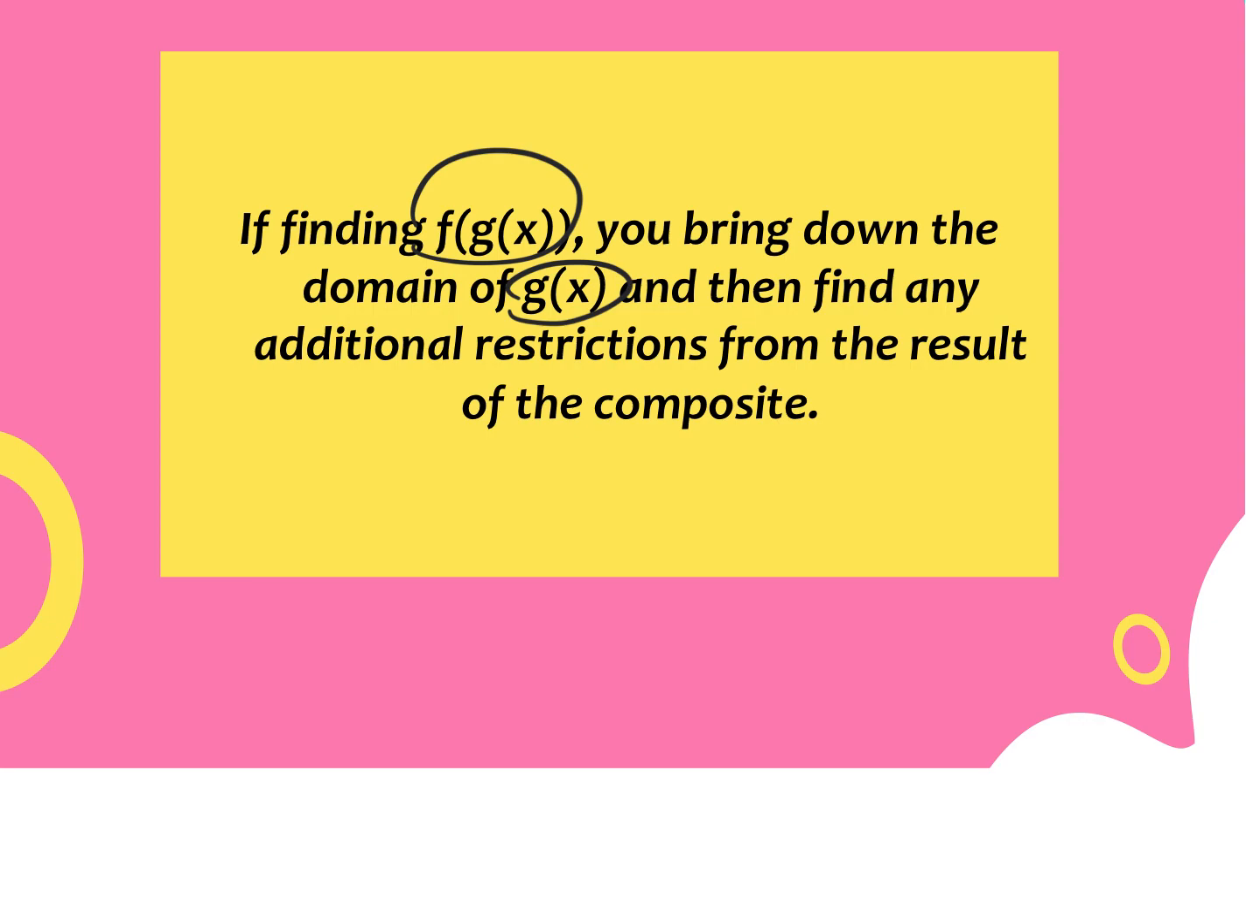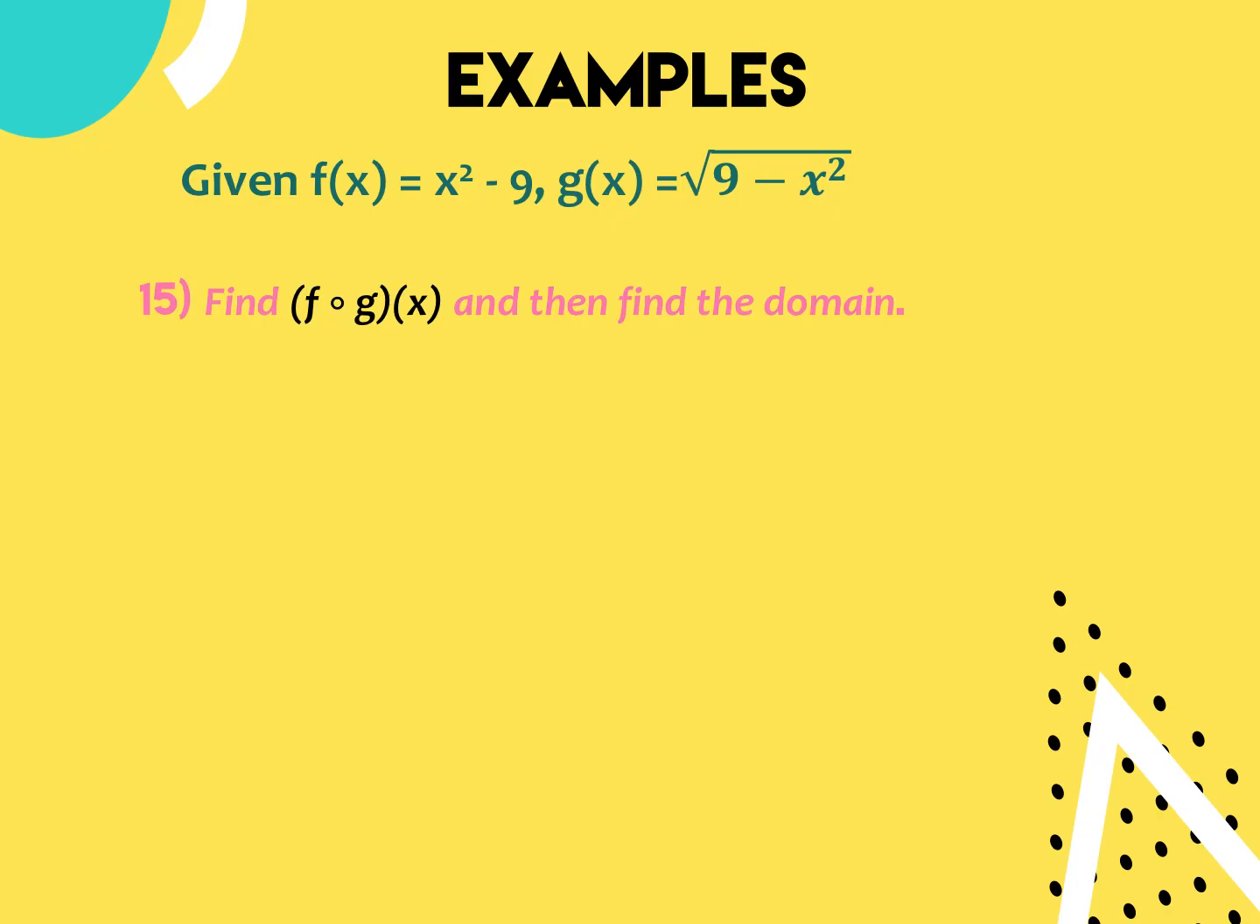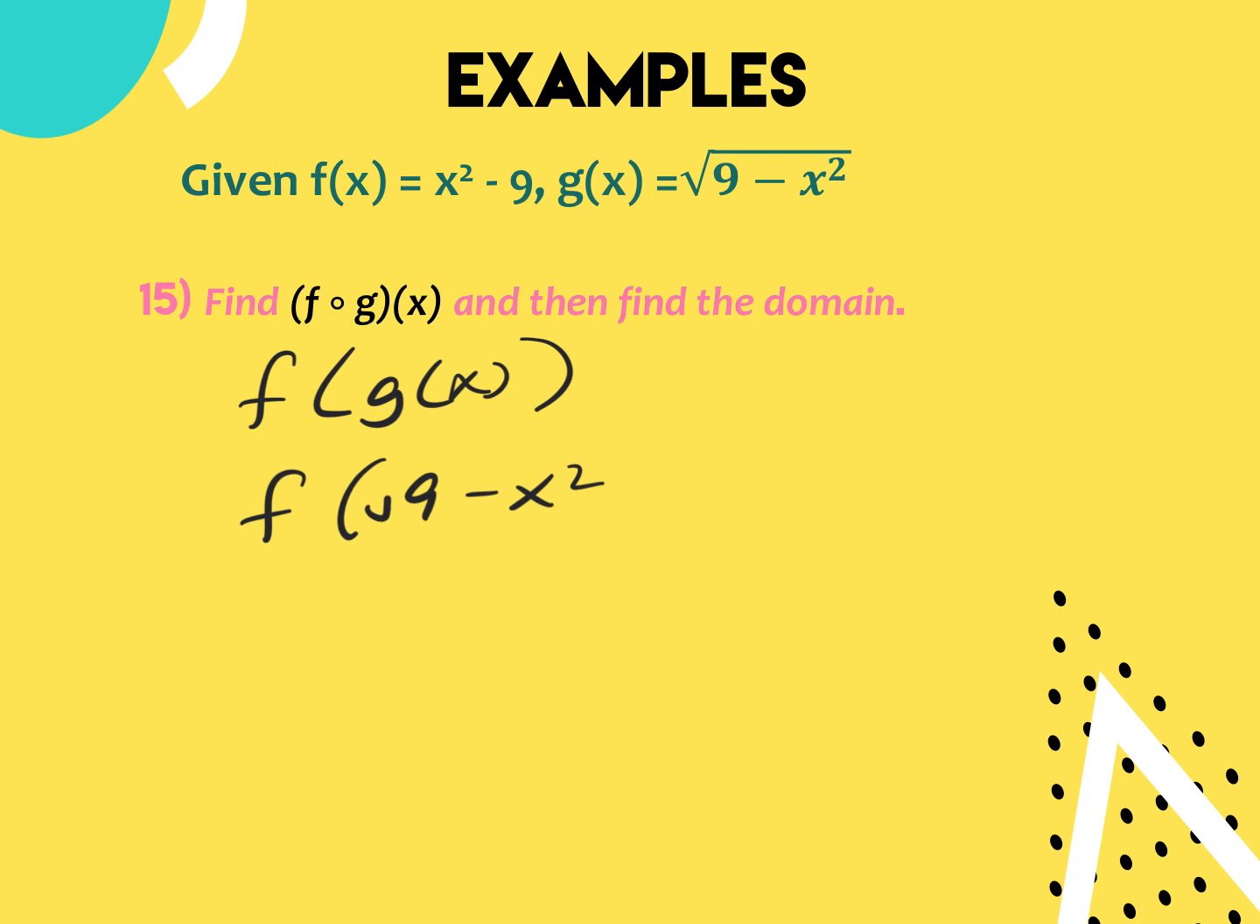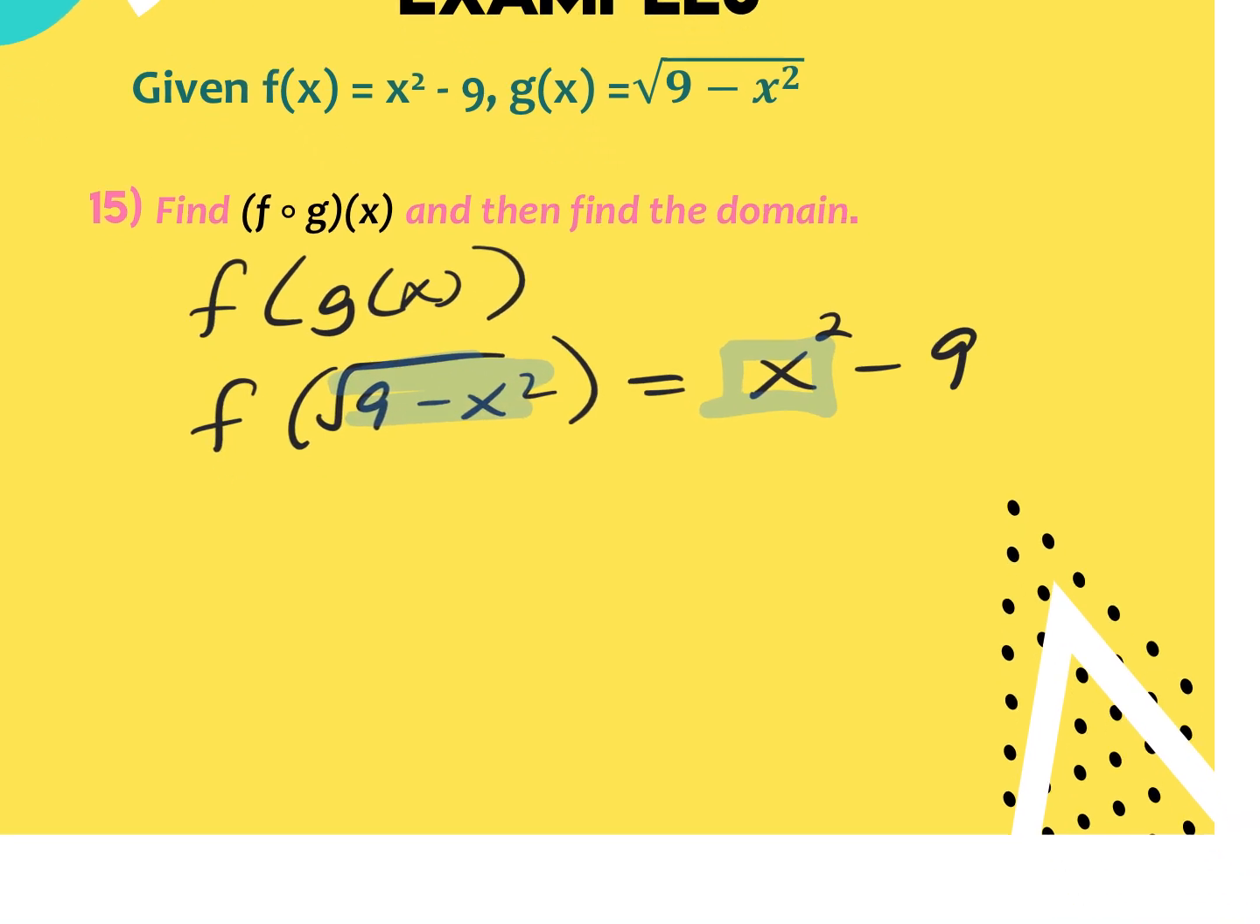We have to compose it first. So here, we're going to take the f of x function and plug in the g of x. So really what we're doing is taking our f of x function and plugging in the square root of 9 minus x squared. So I'm going to take my f of x function, which is x squared minus 9. I'm taking out the x and replacing it with this. So let's go ahead and compose it.